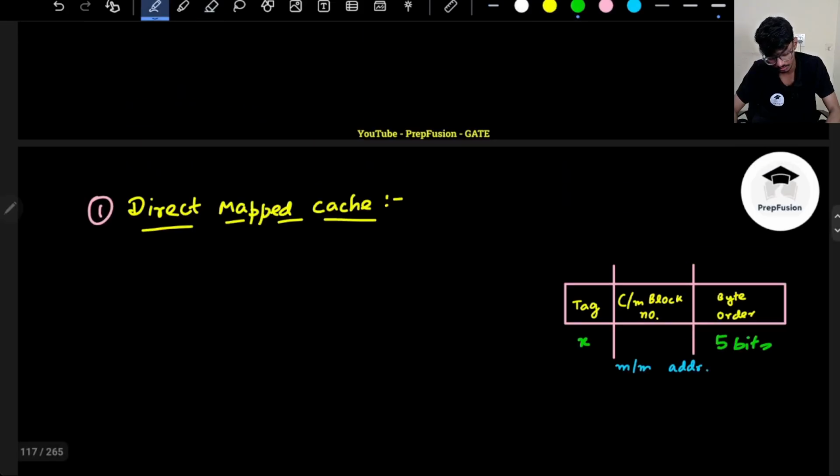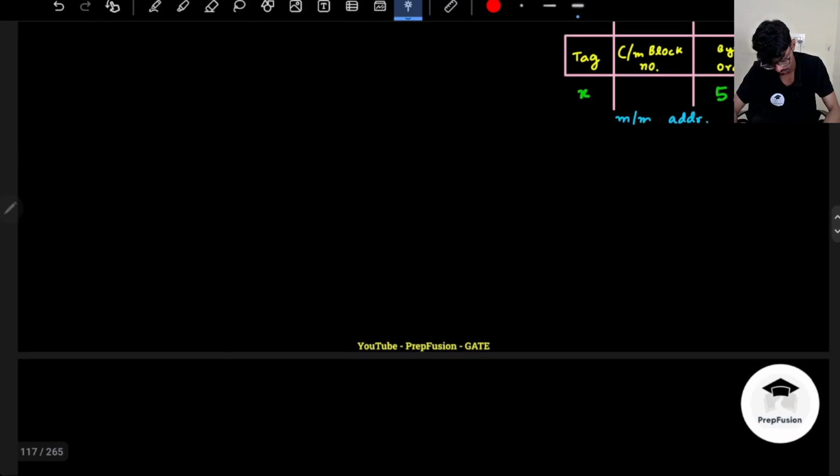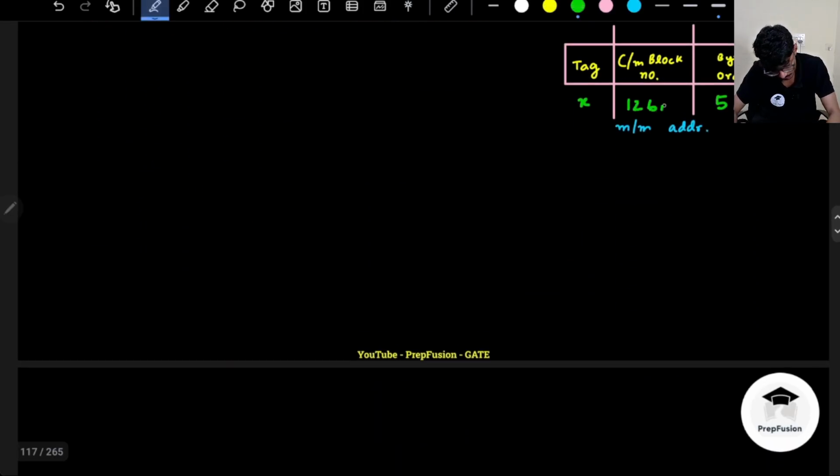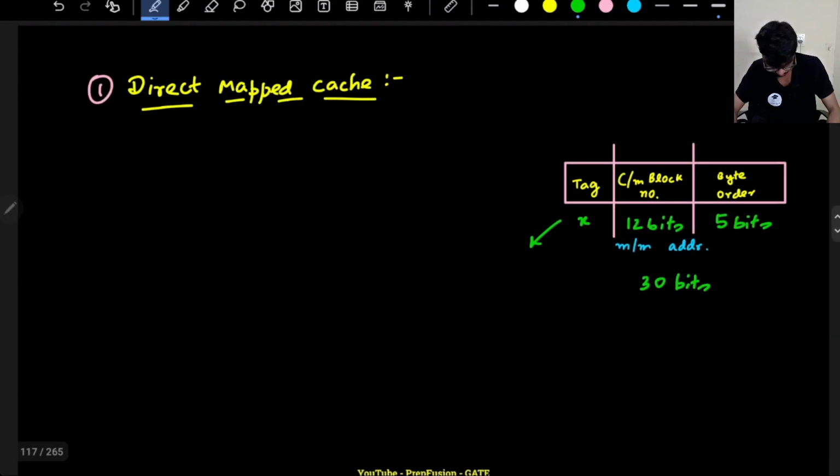Then cache memory block number, how many bits do I require? It will be 12 bits, right? I will require 12 bits. So of course, what will be the tag bits, because main memory address has 32 bits. So number of tag bits, x, will be equal to 32 minus 17, so it will be 15 bits. 15 bits will be required for tag in case of direct map.